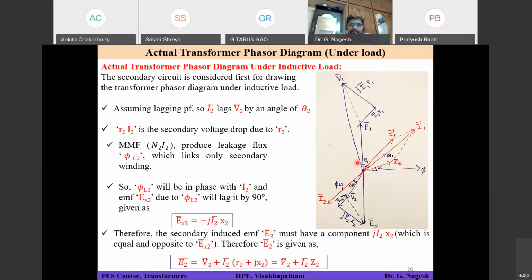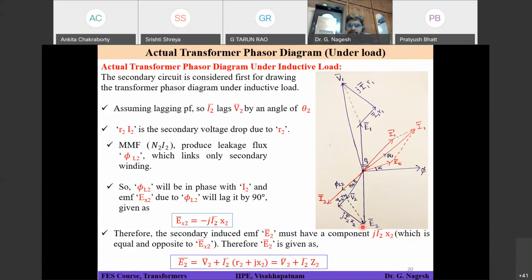Okay, right. But this EX2, if you want to consider it as a voltage drop in the direction of secondary current, it should be in this direction, opposite to what we are getting. So EX2 should be here. Therefore, the secondary induced EMF E2 must have a component plus J into I2 and X2, which is equal and opposite to EX2. So that should be here.